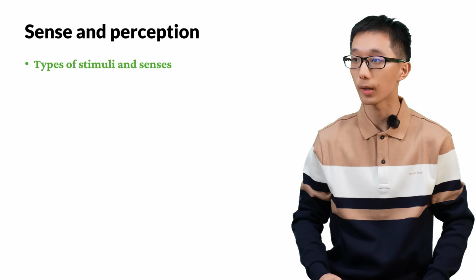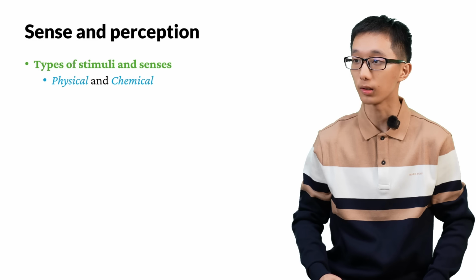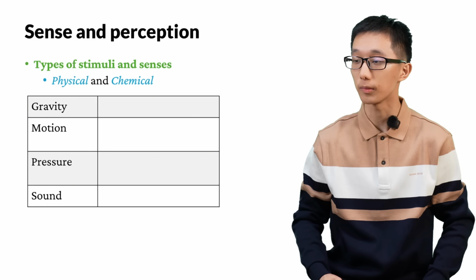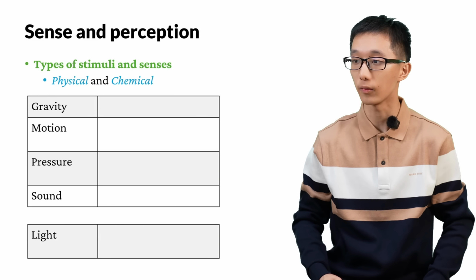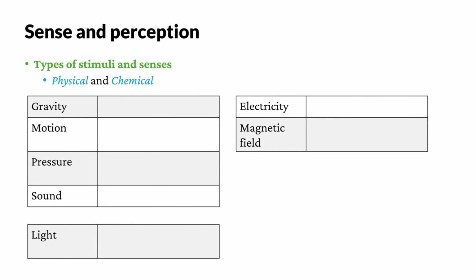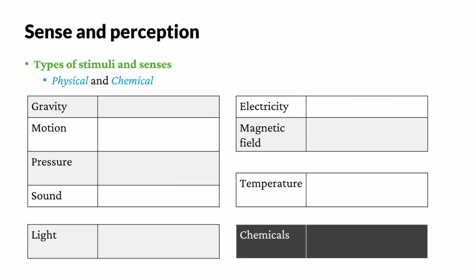There are various types of stimuli and senses. We can generally divide them into physical senses and chemical senses. Physical senses include senses about mechanics. These are gravity, motion, pressure, sound, etc. We have electromagnetic waves, which is light. We also have electricity and magnetic field, and we have temperature. The other big class is chemical senses.